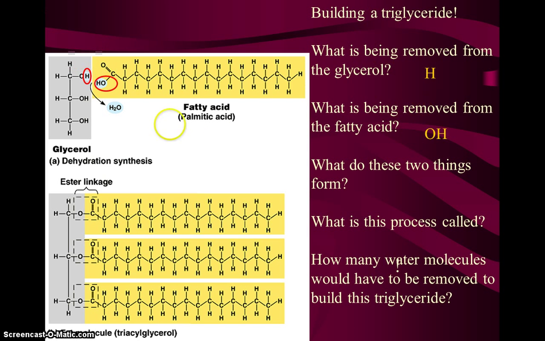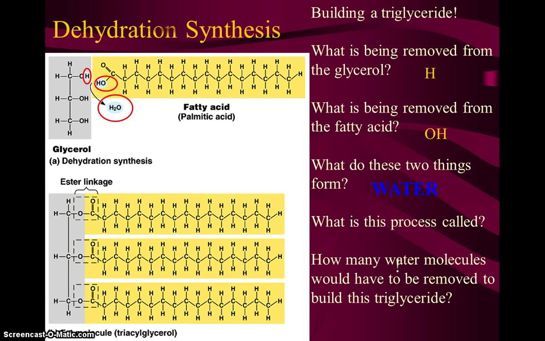Looking at these questions, what's being removed from the glycerol is the hydrogen, and what's being removed from the fatty acid is the hydroxide. What do they form? Water. What's this process called? Dehydration synthesis. Taking these monomers, putting them together, forming bonds, removing water as a process. That's how you build these macromolecules.